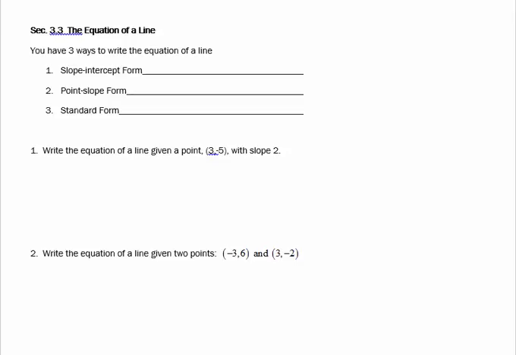Section 3.3, Equation of a Line. You actually have three ways to write an equation of a line. You have slope-intercept form, and slope-intercept form is y equals mx plus b. We've used that before to graph a line. You also have point-slope form, and that's going to be used to write the equation of a line. Y minus y1 equals m parentheses x minus x1.